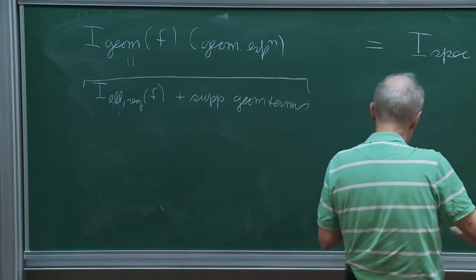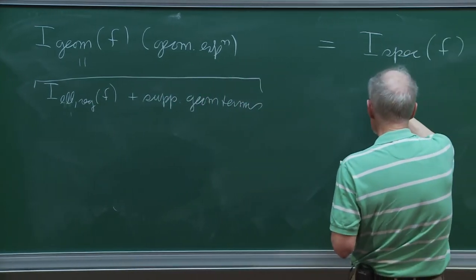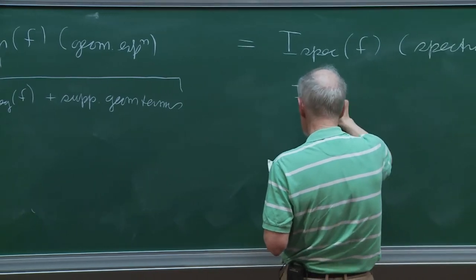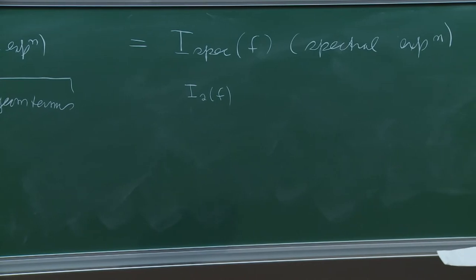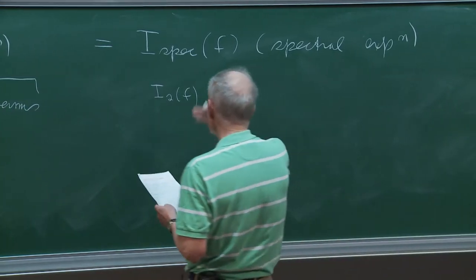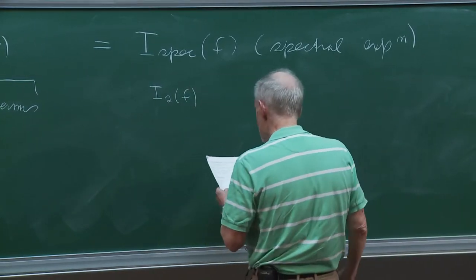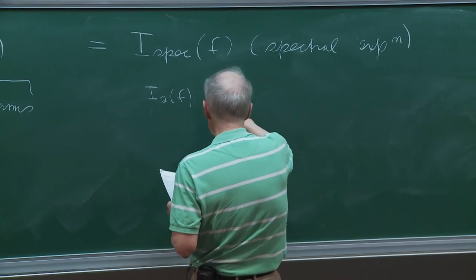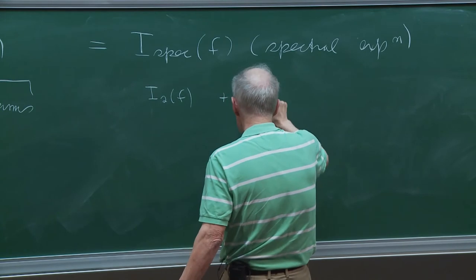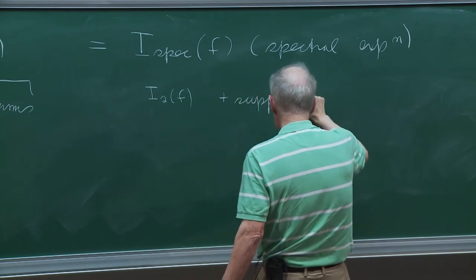And this is equal to the discrete part of the spectral decomposition, basically the thing that you really are interested in. Let's write that as I_2(f) plus supplementary spectral terms.